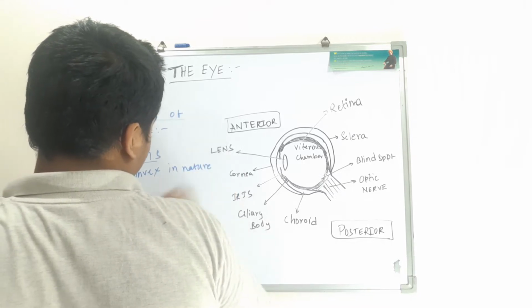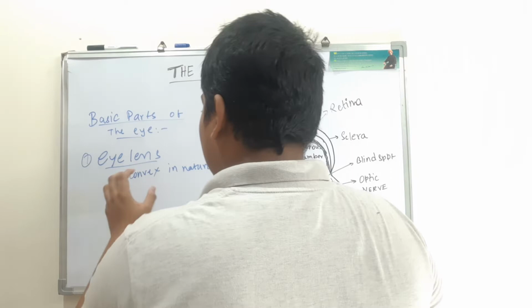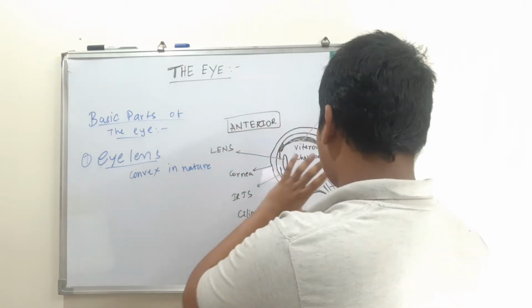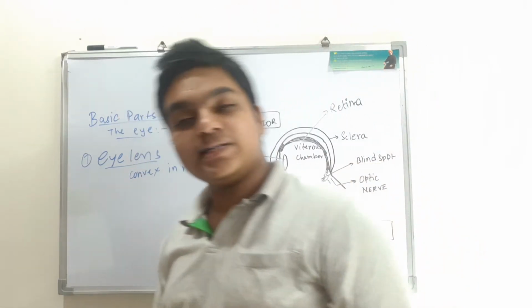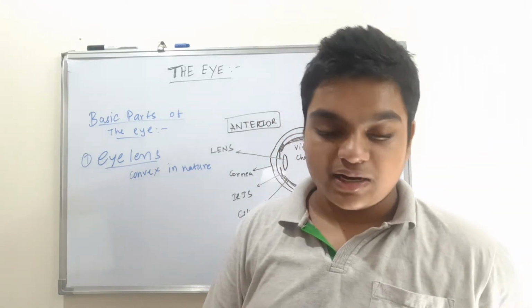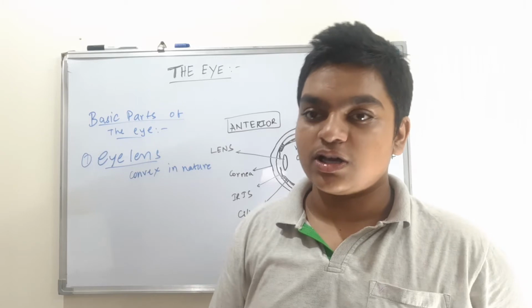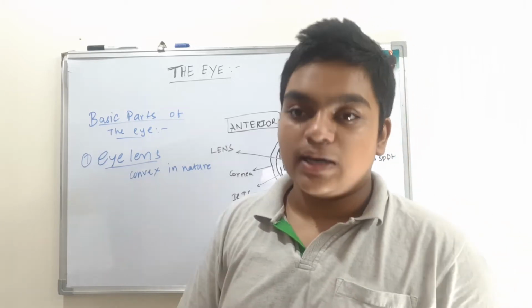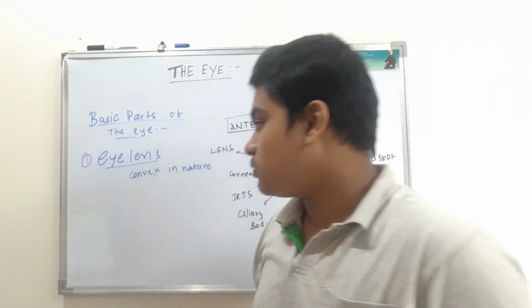What does it do? It helps the image to fall on the retina. This eye lens helps the image to fall on the retina. As to whether it is magnified, erect or inverted, we will be talking about it when we are talking about the retina. Okay, so that is the eye lens.